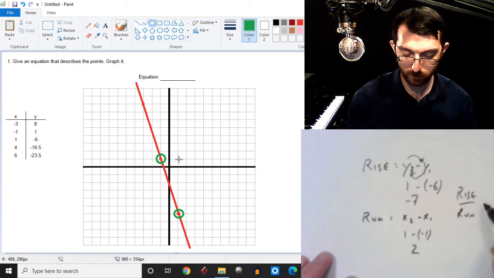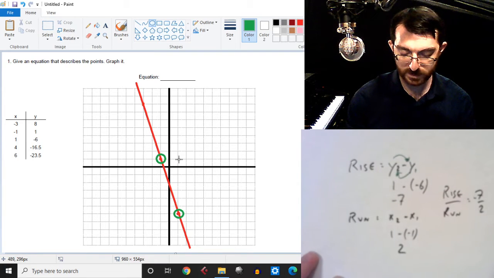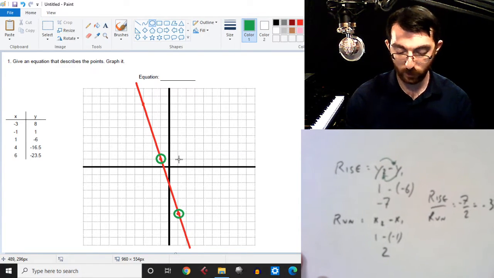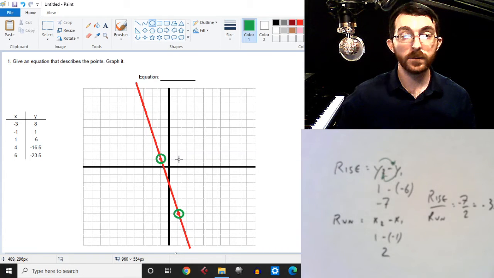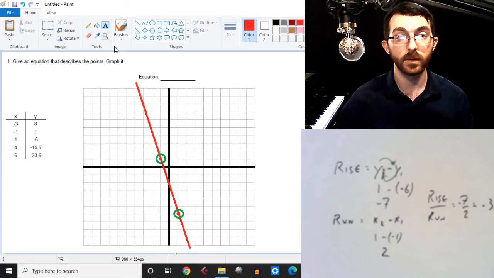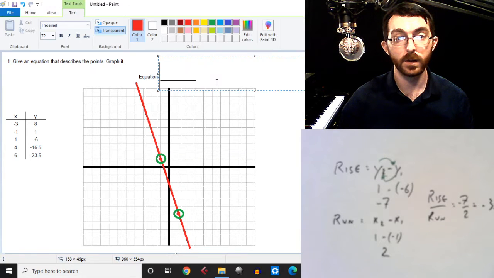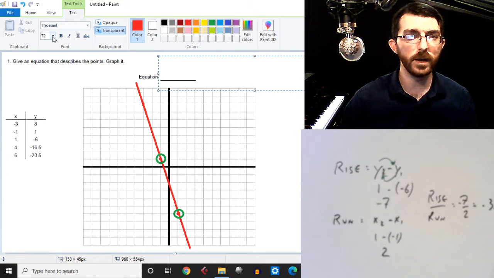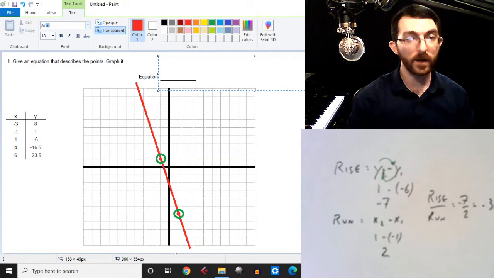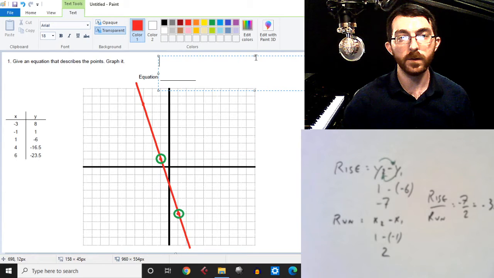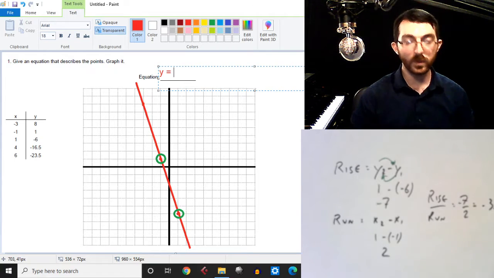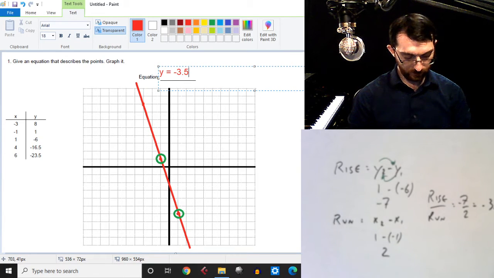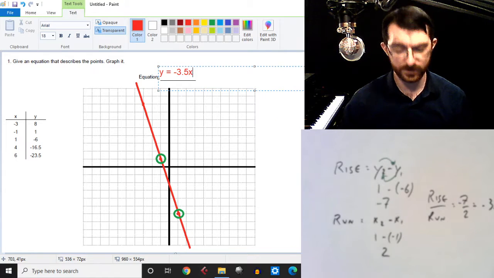Rise over run equals -7/2. That's -3.5. So I can go ahead and start writing this equation. Oh, that's a bit too big. See, so in slope-intercept form, you know, it's y equals mx plus b. Let's get a normal font there. There we go. So y equals -3.5x, and now we need a y-intercept.